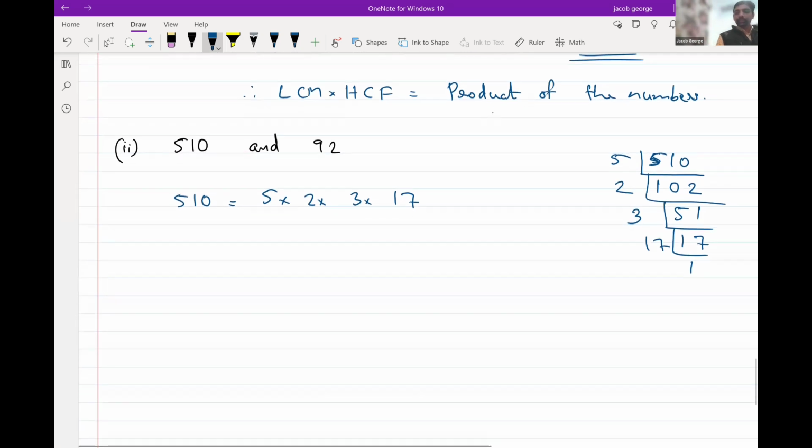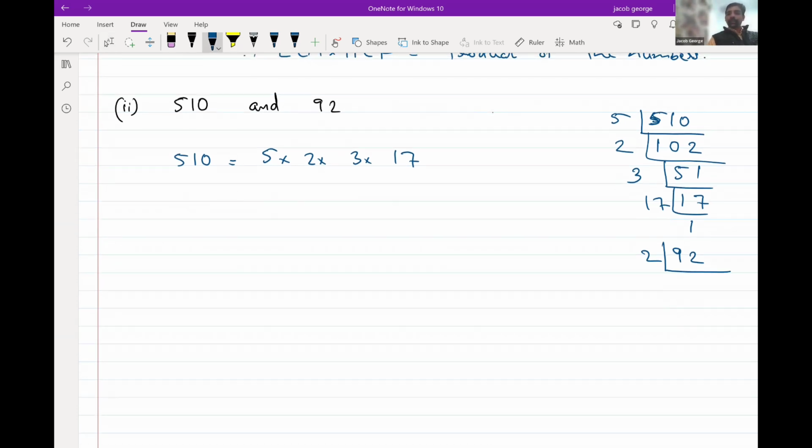Next is 92. Can you do the prime factorization of 92? 92 is divisible by 2. What do we get when divided by 2? 46. Again divisible by 2, we get 23. 23 is a prime number. So 2 square into 23. And how do you arrange this one?